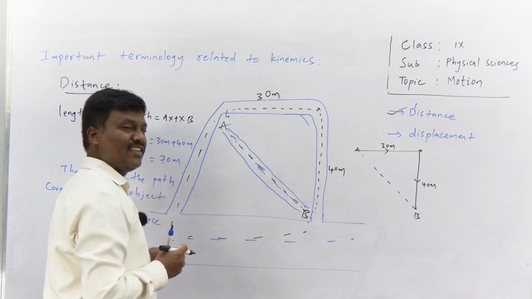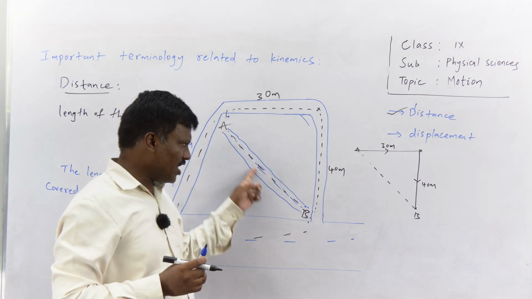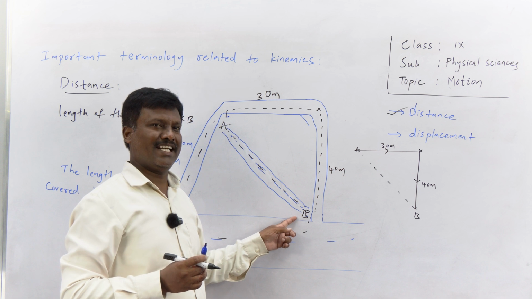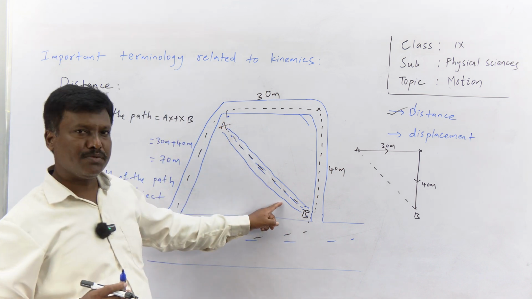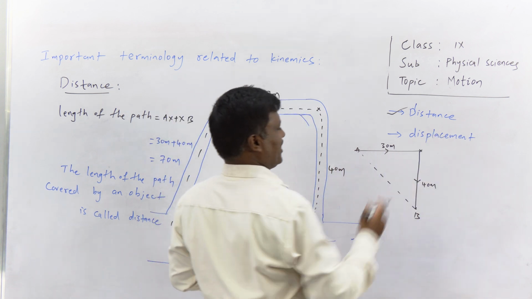Among all these paths, which is the shortest path? This is the shortest path. Okay, this is the shortest distance, right? The shortest distance between the initial and final point is called displacement.